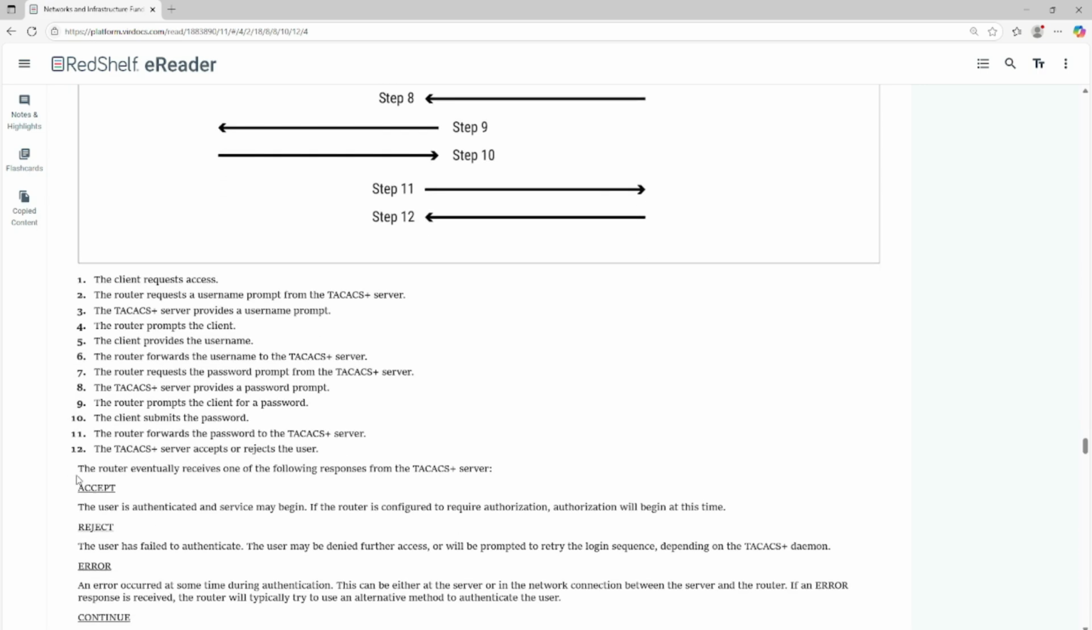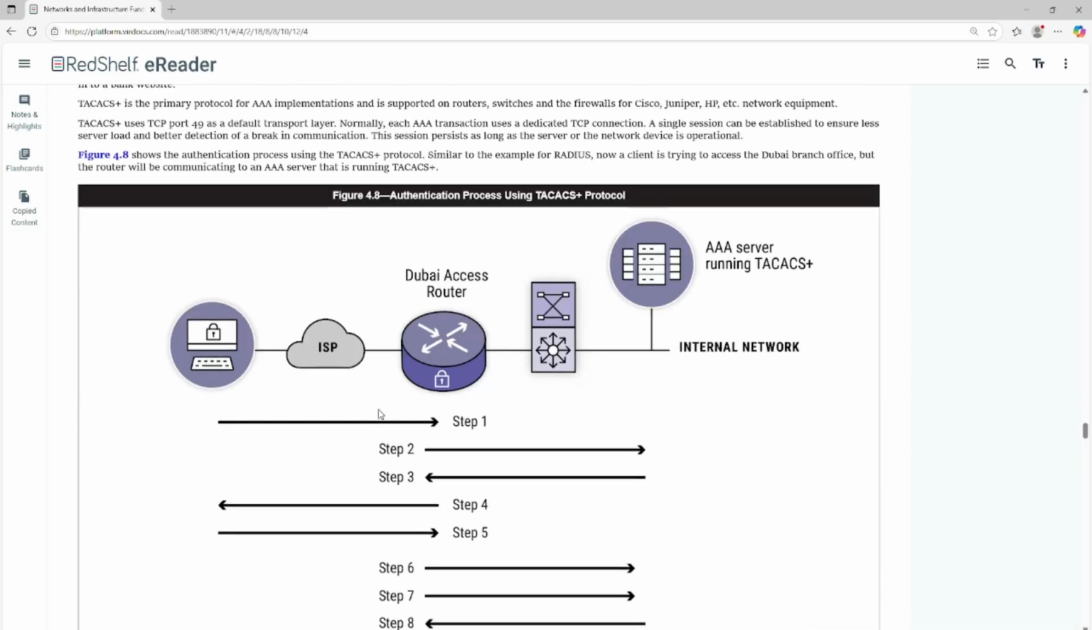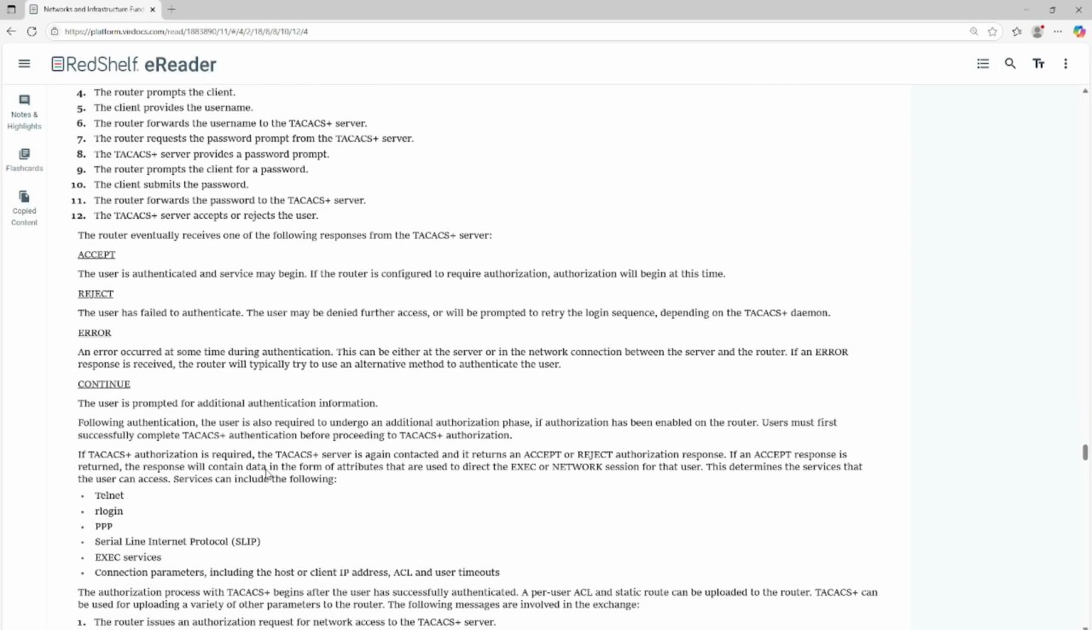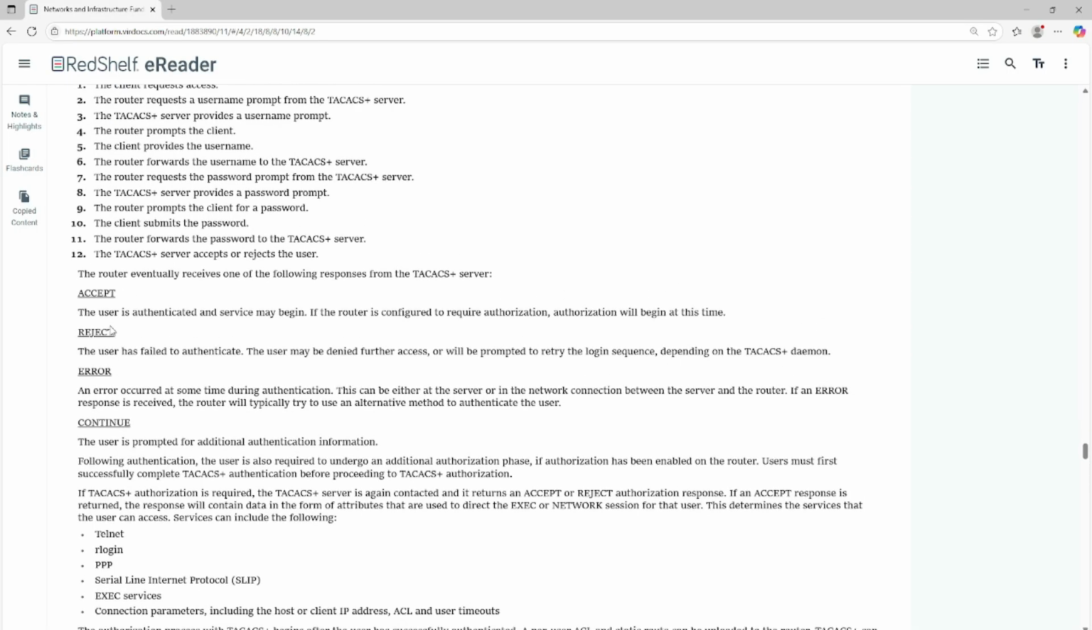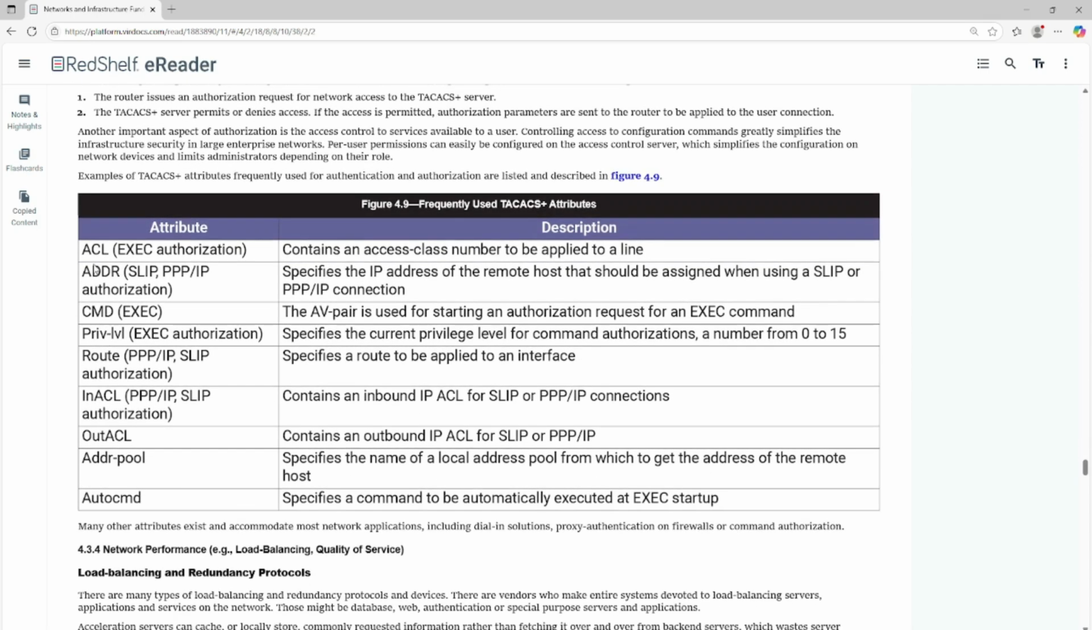So in this case, the router is technically doing more of the heavy duty, like a middleman doing the work. Those are the 4 messages. The diagram of figure 4.9 shows examples of TACACS Plus attributes that are frequently used for authentication and authorization, listed here. You can read this for better understanding of this course.